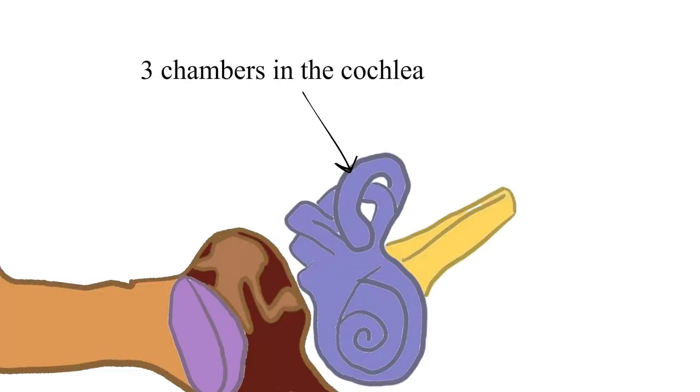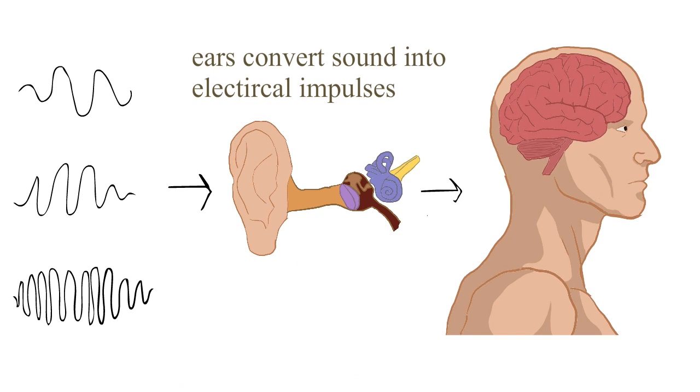The cochlea is divided into 3 fluid-filled compartments, and when sound vibrations enter the cochlea, it causes the fluid to move and stimulate the hair cells which are located along the cochlear walls. The vibration patterns are then converted into electrical impulses by the specialized sensory hair cells.